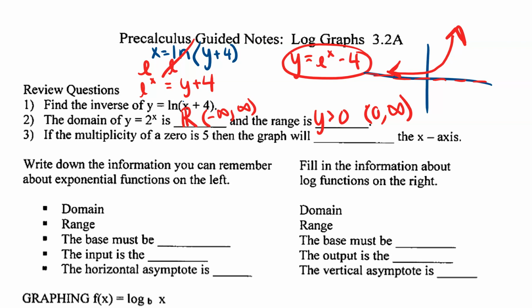If the multiplicity of a 0 is 5, then the graph will blank the x-axis. So this is asking if your function will touch the axis and then come back up, or if it will actually go through. And if the multiplicity is odd, 5 is an odd number, then it will cross through the x-axis like this second one here, like this one did. Okay, so it's not like that one.